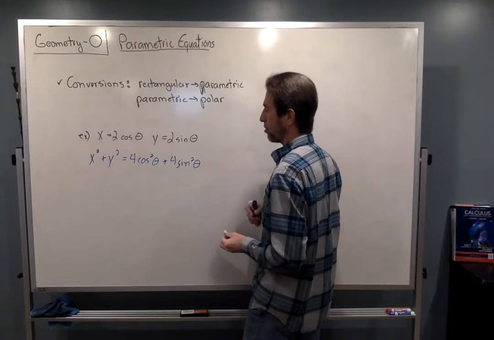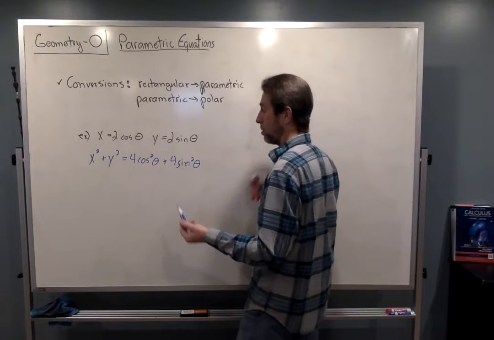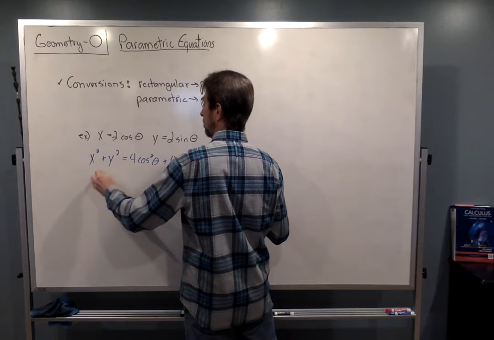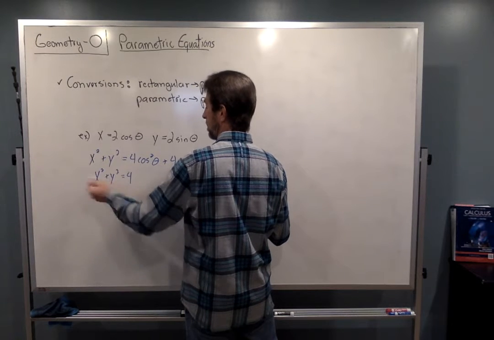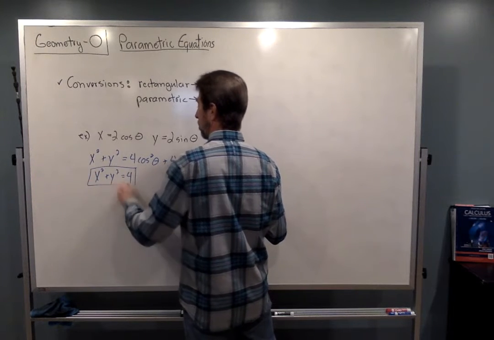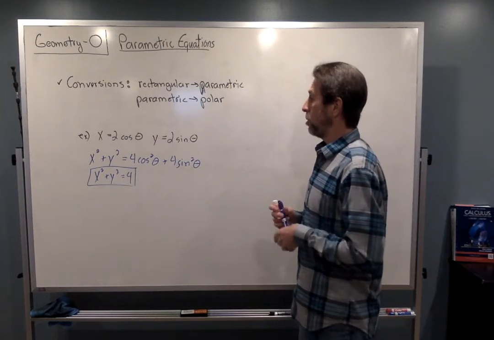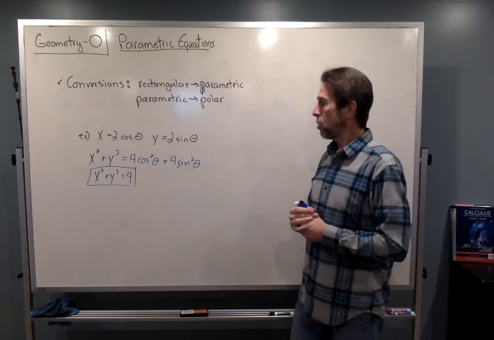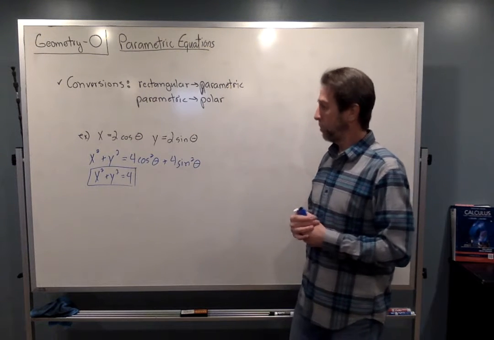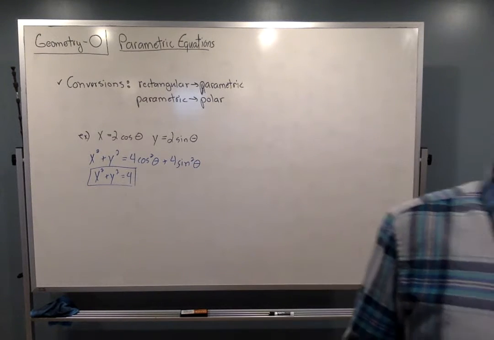So this would be a rather simple one. We know we can factor out a 4. We get sine squared plus cosine squared, it's 1. So we get x squared plus y squared equals 4. So yeah, this thing is a circle. It's a circle in rectangular coordinates, and it's a circle in parametrics. You might then go one other step and think, can we write it in terms of a polar function? And of course we can, and it would also be a circle. So that's one example.